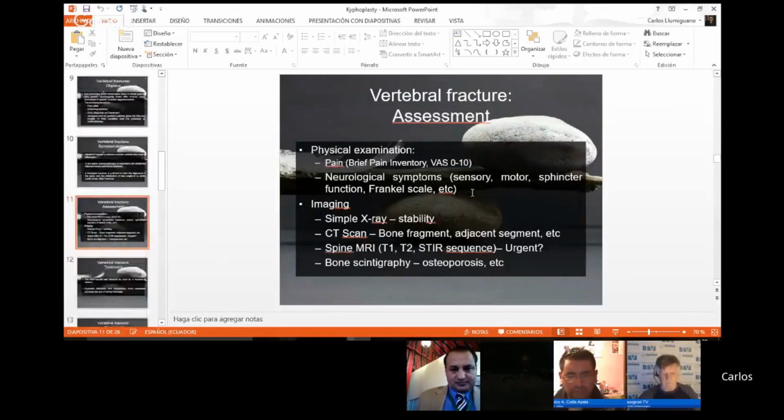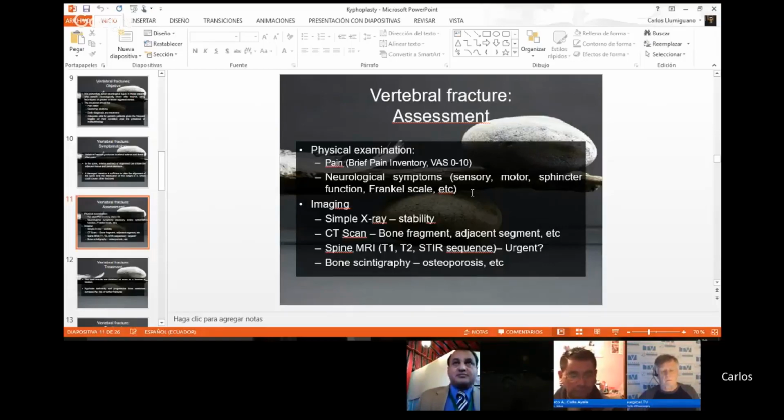How to assess these kinds of fractures? We can do it with a correct physical examination. We evaluate the pain. We can use for this a brief pain inventory scale or visual analog scale for the evaluation. What about the neurological symptoms? Sensory function, motor function, sphincter function. We can use a Frankel scale to do a correct neurological deficit examination.